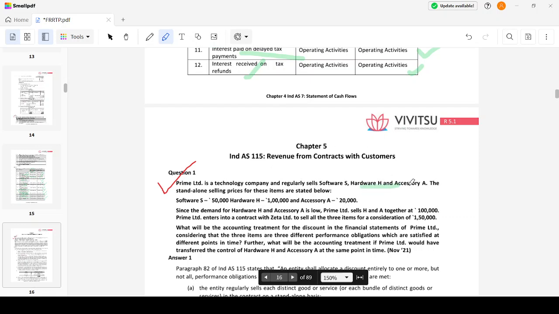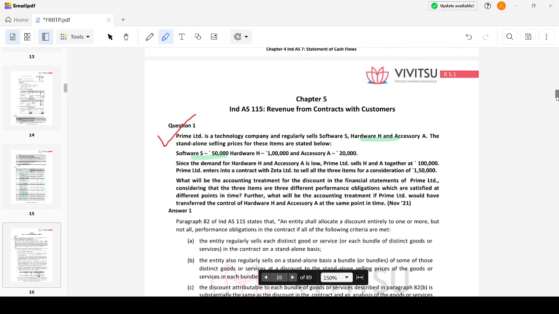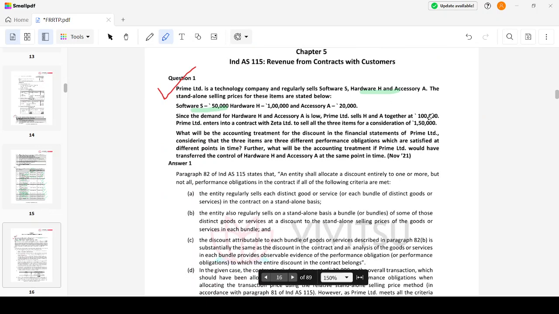Software S, hardware H and accessory A. The standalone selling prices of these items are 50,000 for software, 1 lakh for hardware and 20,000 for accessory. Since the demand for hardware H and accessory A is low, Prime Limited sells H and A together at 1 lakh. It is in a contract with Zeta to sell all 3 items for 1 lakh 50,000. What will be the accounting treatment for the discount in the financial statements of Prime Limited, considering the 3 items as 3 different performance obligations satisfied at different points of time? Further, what will be the accounting treatment if Prime Limited transferred control of H and A at the same point of time?